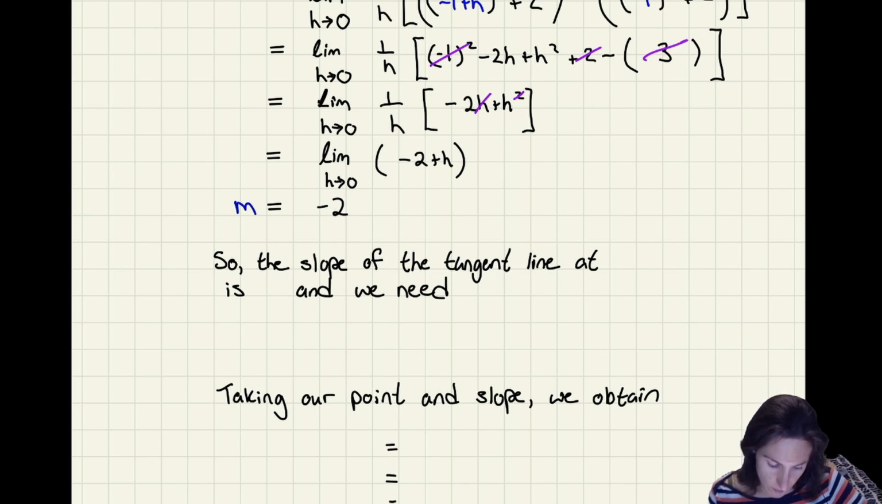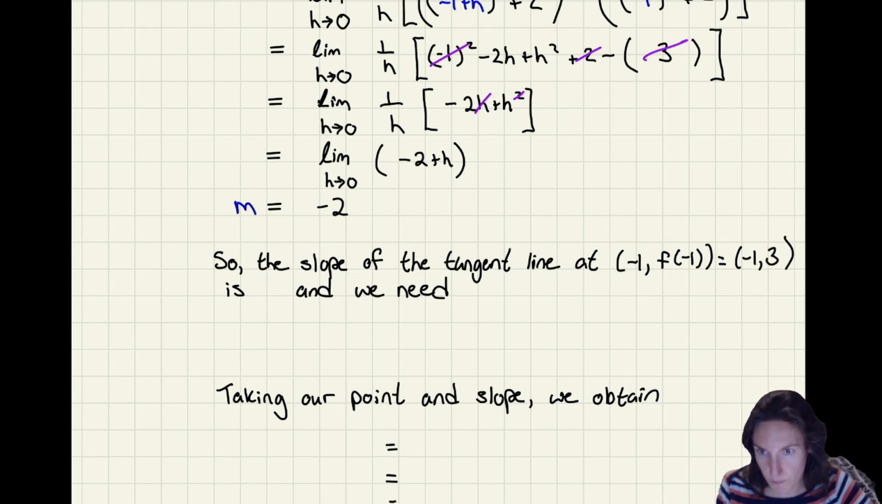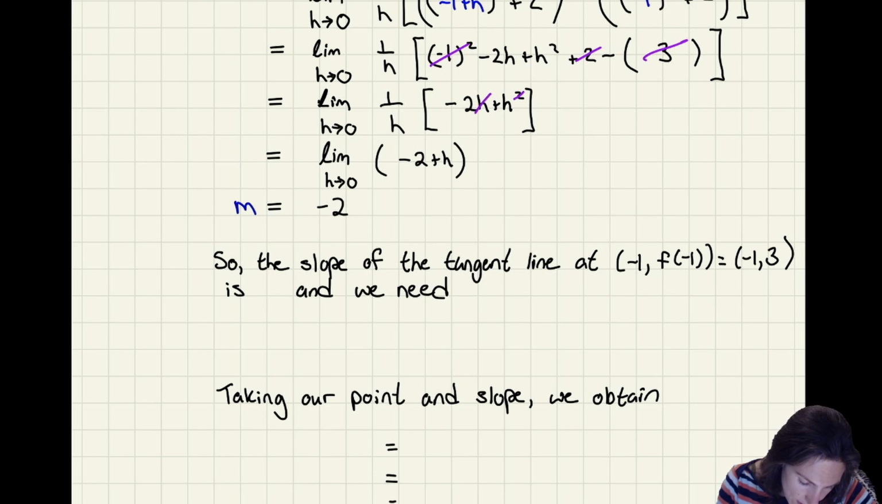But we're not done yet. So the slope of the tangent line, what point are we interested in? We're interested in the point at x equals -1, and to find the y value, we would plug -1 into our function. So that gives us our -1, 3, which we knew from before. And the tangent line at this point has slope -2.